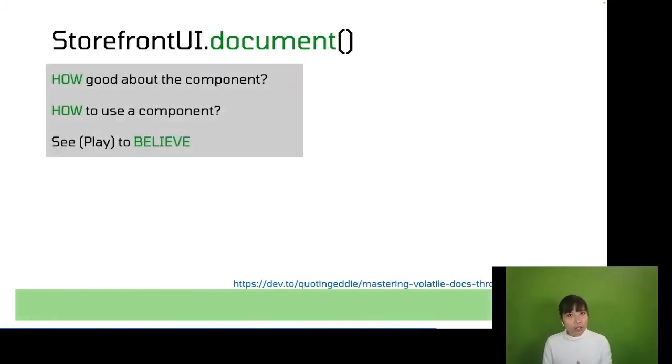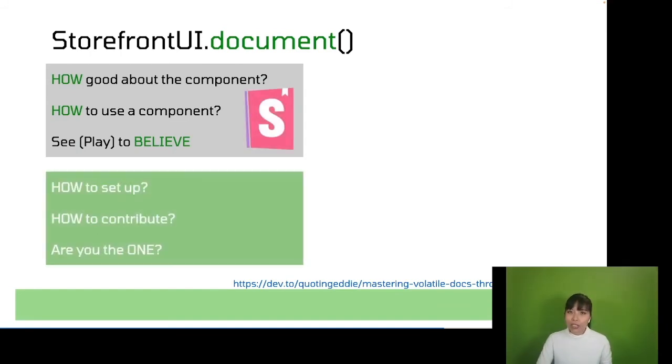Document. Well, there are 3 questions when you write documentation for a component. How good is it, how to use the component, and whether it's able to play, in order for users to understand how it works with different props. For that, we're using Storybook, and it works well. But other questions, let's say how to set up, how to contribute, and whether the component library is actually what the user is looking for, we answer by using VuePress to host our documentation.